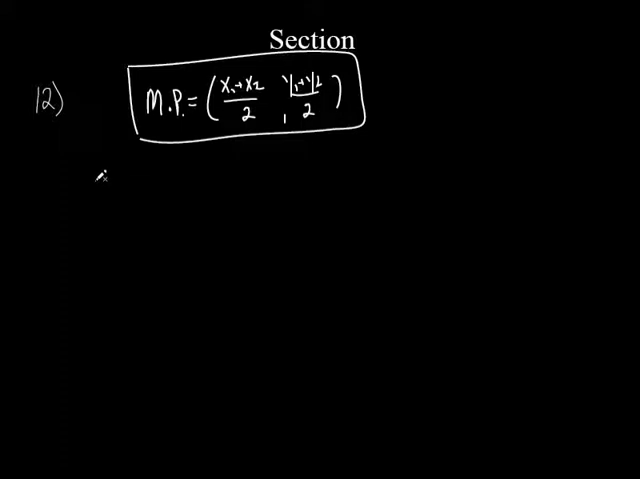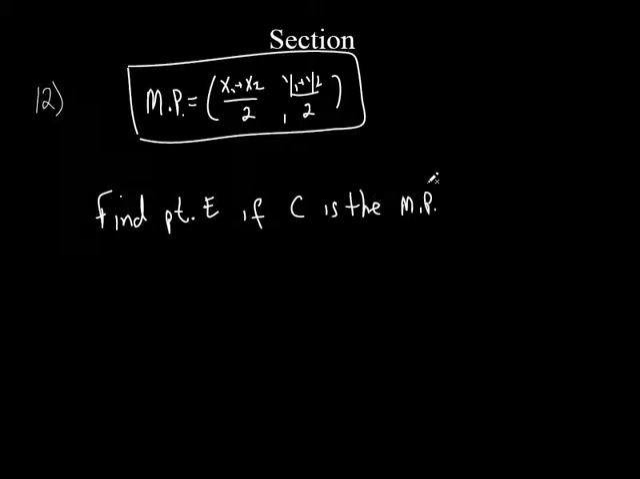Now, number 12 is a little different. We learned a little shortcut. I'm not going to go through the whole procedure with you. I'll just go through the little shortcut on how to do this. So this is what they do. They say find the coordinates of point E. We'll just shorthand it, point E, if C is the midpoint of AE.